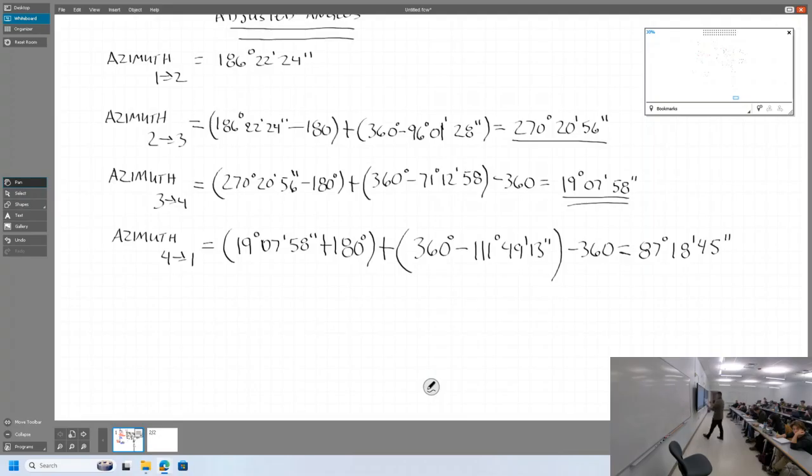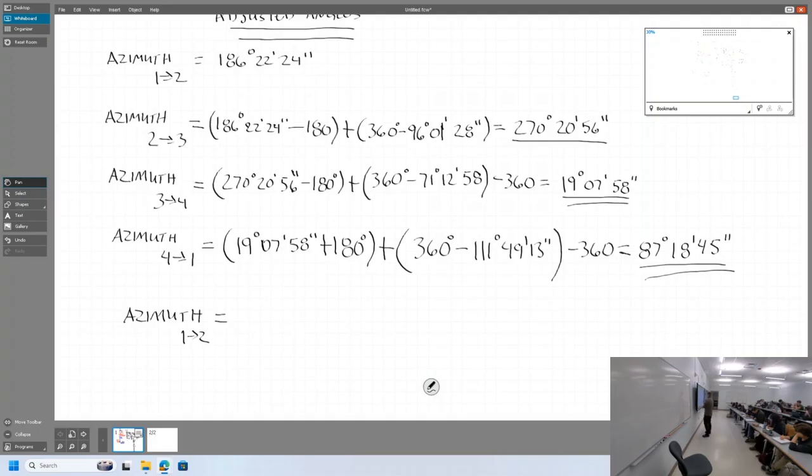So this way is north, right? I'm going that direction. Makes sense with the azimuth, right? All right, last one. Again, 1 to 2.